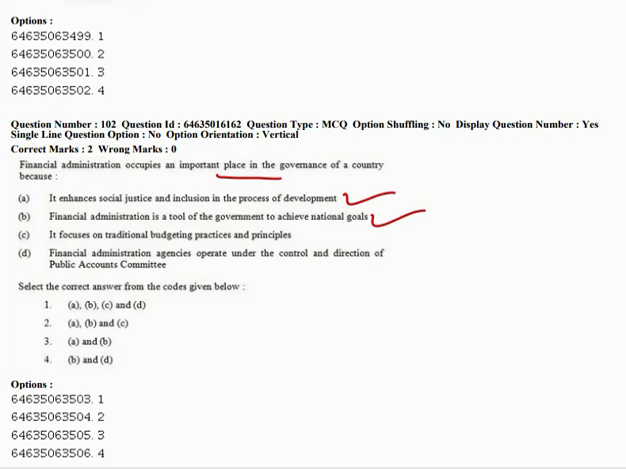It focuses on the traditional budgeting practices. No. Financial administration agencies under the control and direction of the public account committee. No. Option number 3 is the correct answer.